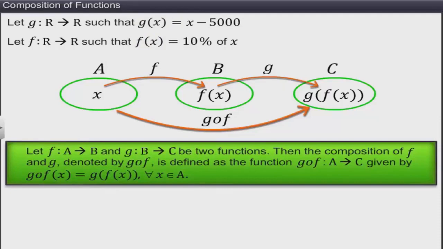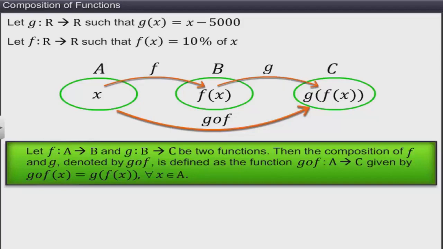If f is a function defined from a to b and g is a function defined from b to c, then the composition of f and g is a function defined from a to c, denoted by g circle f, and is equal to g of f of x for all x belonging to a.